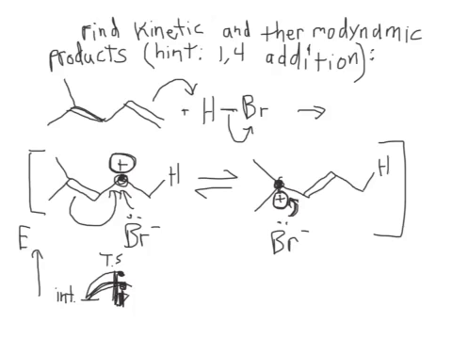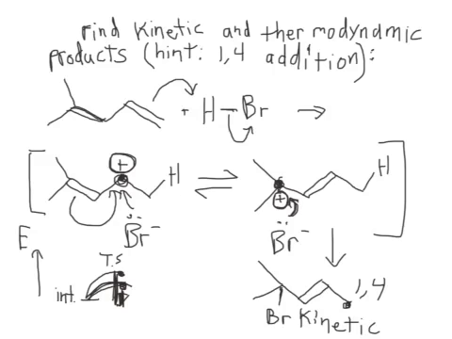So the kinetic product would be this product here. This is the 1,4 product, where the hydrogen was added to this first carbon, and then this is the fourth carbon over here where the bromine was added. Let's see what the non-kinetic product would have been. It would have been this 1,2 addition product.